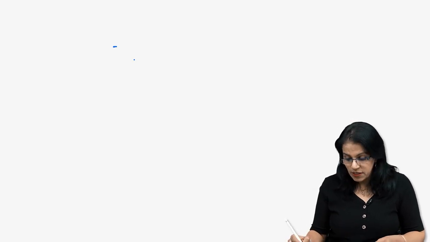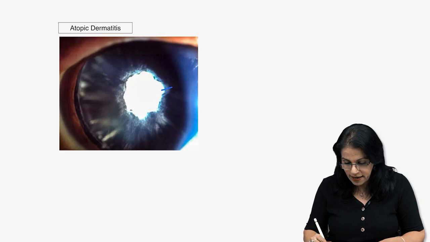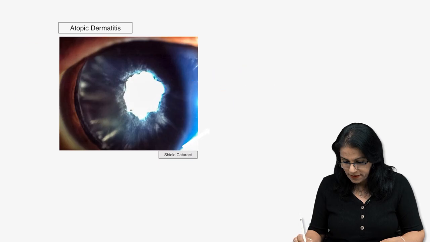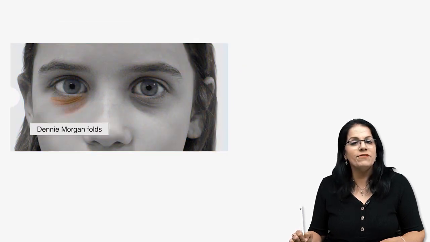And when you examine the patient, the patient may be having the congested eyes, right? There can be conjunctival congestion. You may also notice associated cataract here. Which one is this one? Shield cataract. This is the shield cataract of atopic dermatitis. What are the associations I can see because of the excessive rubbing? What did you learn? This is Dennie-Morgan folds.